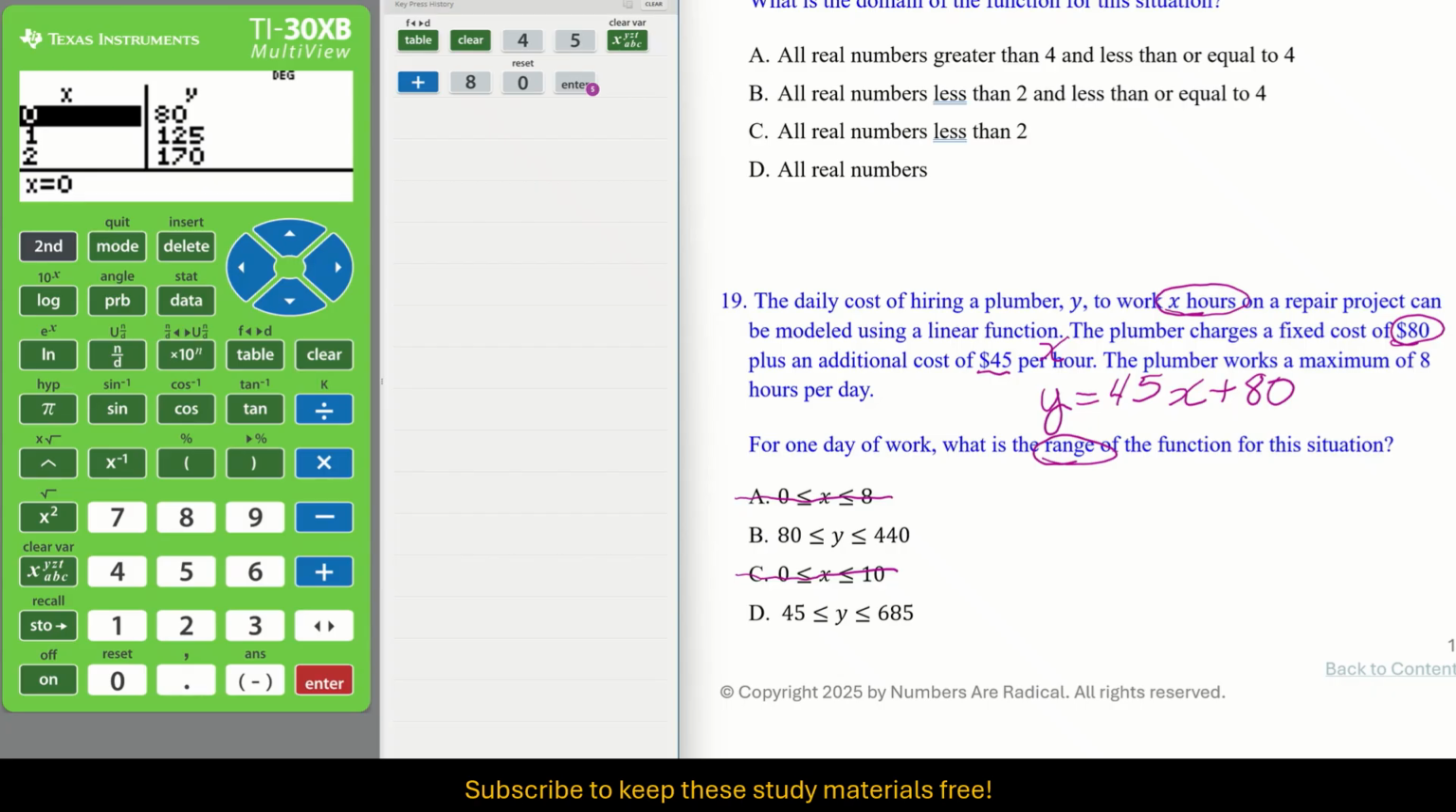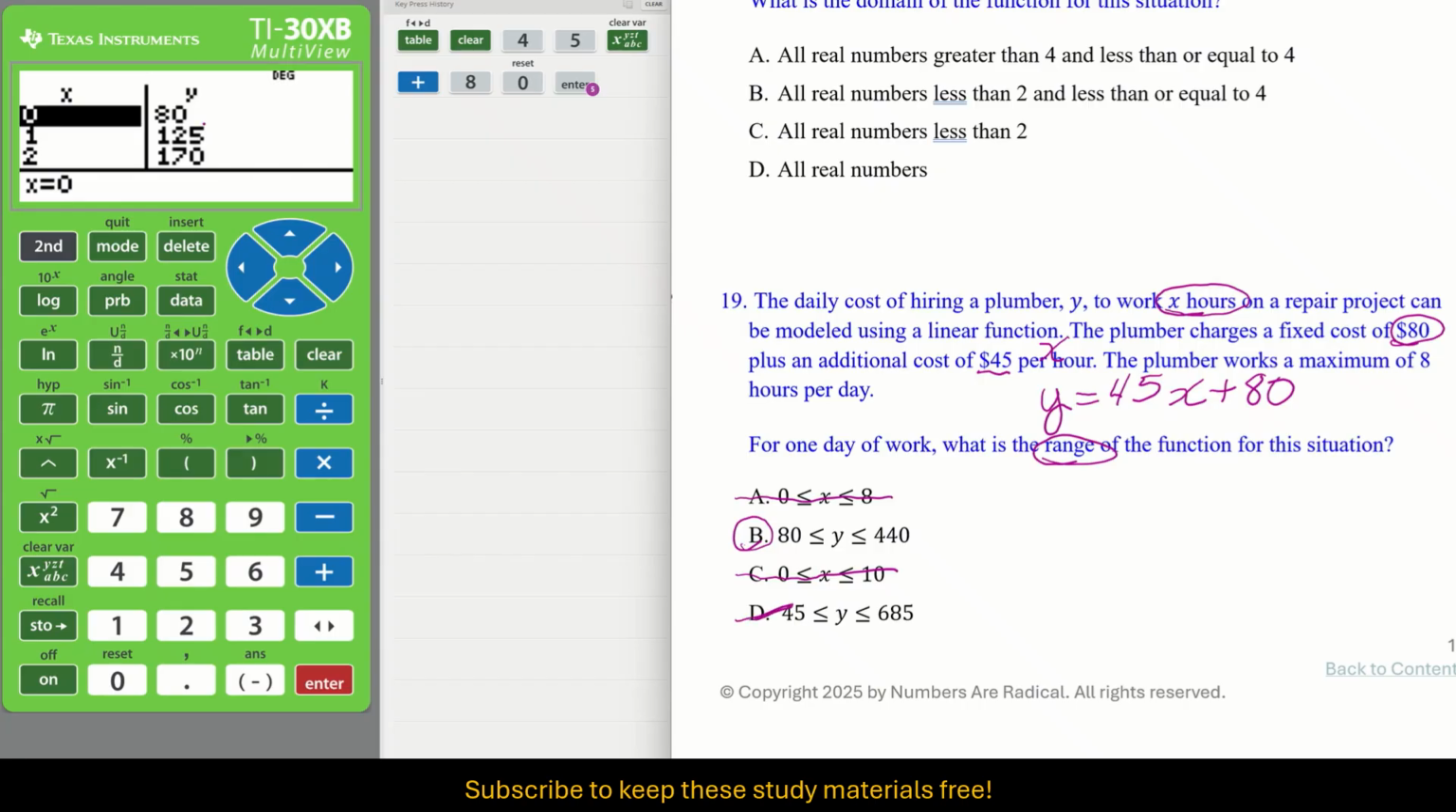Now, he works 8 hours a day, so we need 0 to 8. At 0, he's going to start with $80 no matter what. The only one that starts with $80 is B. That's why I said it's pretty obvious. We can't start at 45 because 45 is actually our slope.